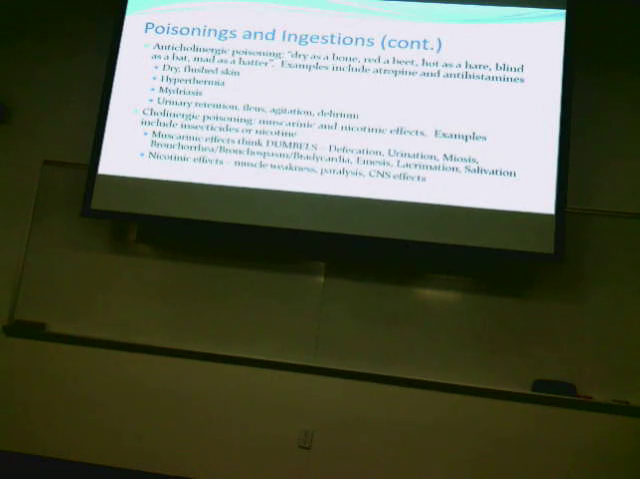Then we have our opposite, which are cholinergic poisoning. And they have muscarinic receptor and nicotinic receptor effects. And so these can be caused by insecticides. So we think about DUMBBELS from our muscarinic effects: defecation, urination, miosis, bronchorrhea, bronchospasm, bradycardia, emesis, lacrimation, salivation. And then there's our nicotinic effects, which is muscle weakness, paralysis, and CNS effects.